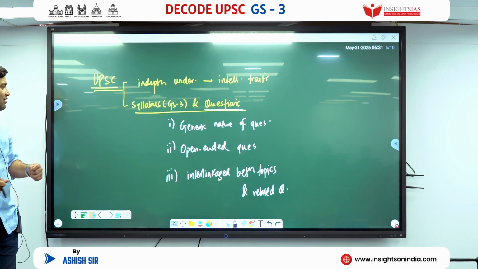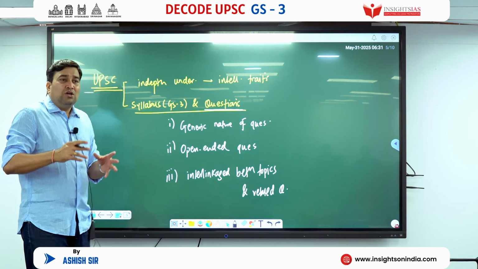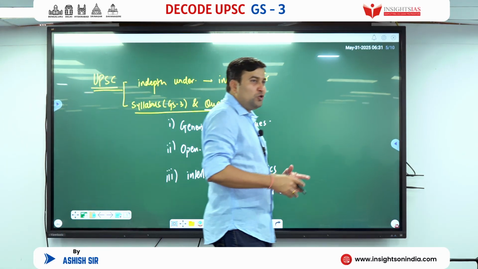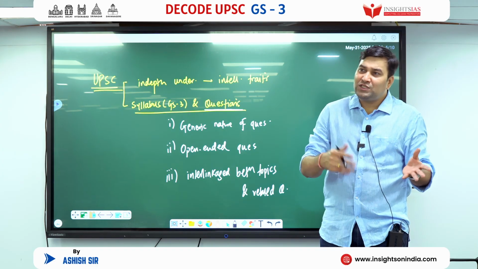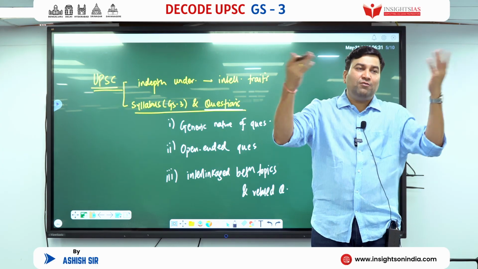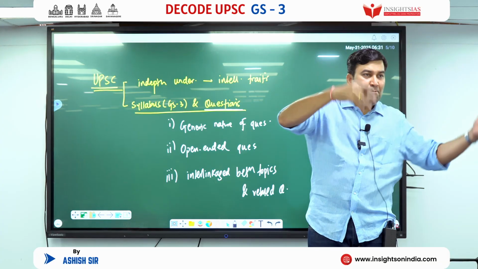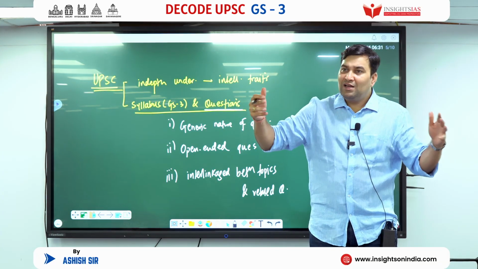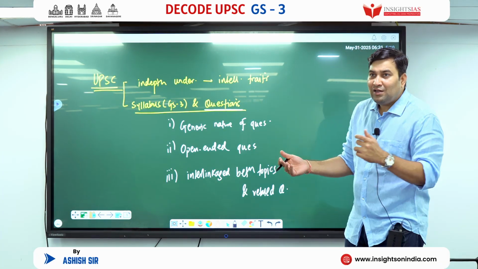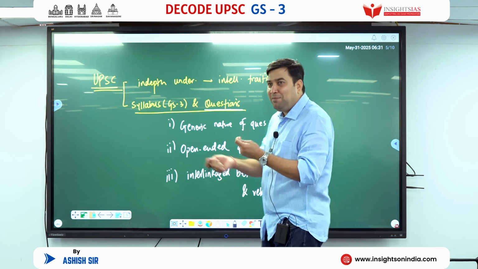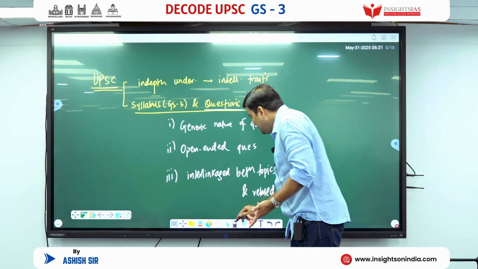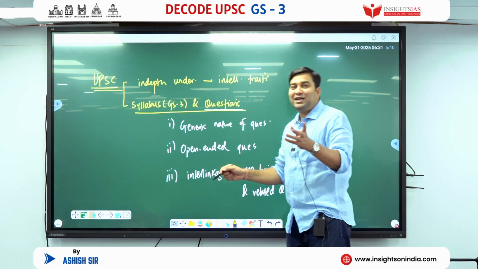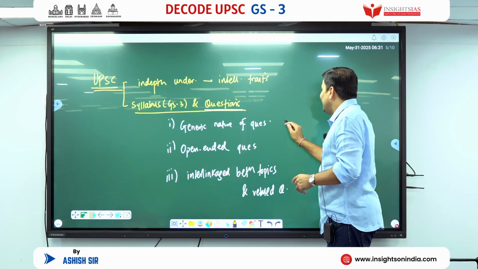One. Second, open-ended question. Do you think inclusive growth can be achieved through capitalism? Completely open-ended. It can be yes, it can be no. Then you have to bring a lot of data, facts, figures, comparative analysis of the different countries, etc. Third, interlinkages between the questions. Jobless growth, economic growth, inclusivity. These three.